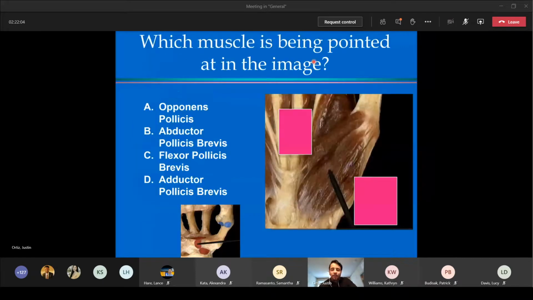So here's a comprehension check question. Which muscle is being pointed at in the image? This one right here. And I also inputted this as well, just in case it helped you.